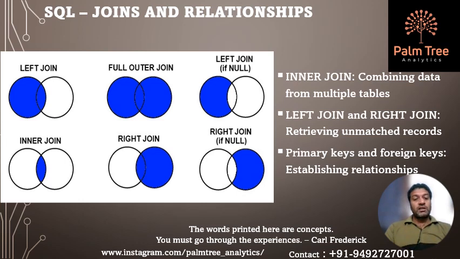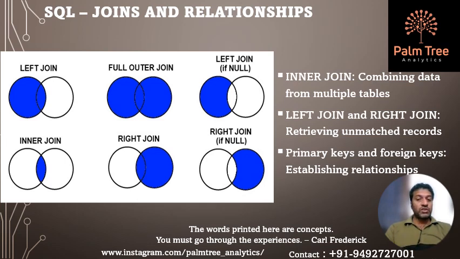Left join or left outer join. Left join retrieves all the rows from the left table and matching rows from the right table. If no match is found, the result contains null values for the right table columns. It's useful when we want to see all records from the left table along with the related information from the right table if available. Right join, right outer join.